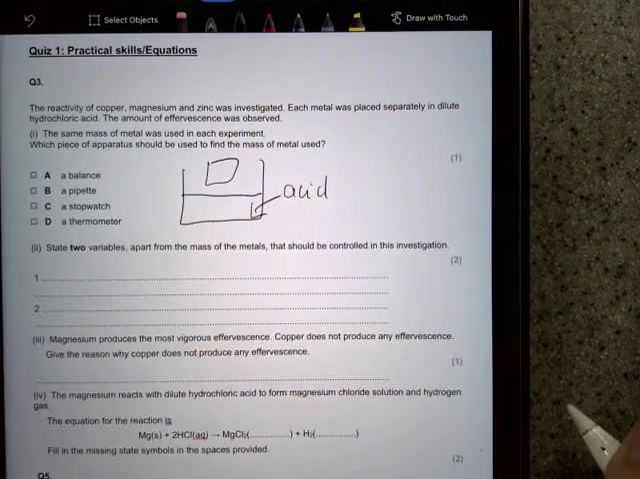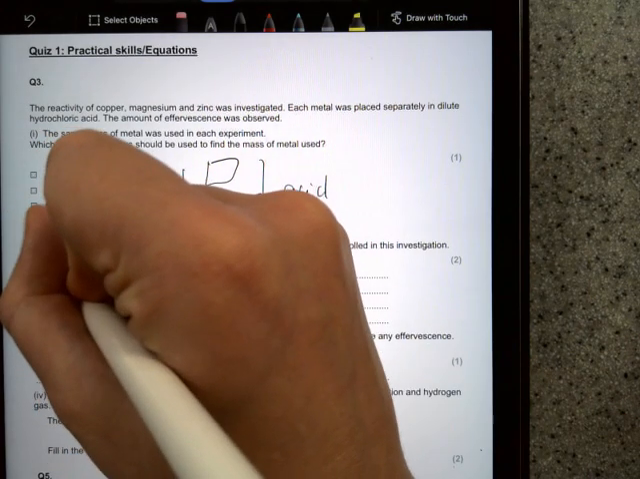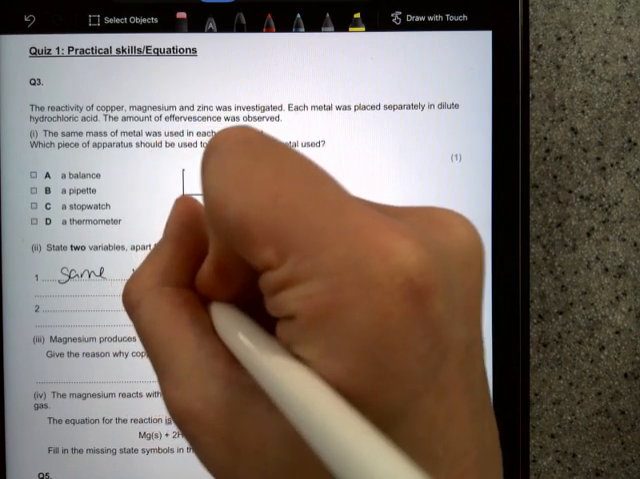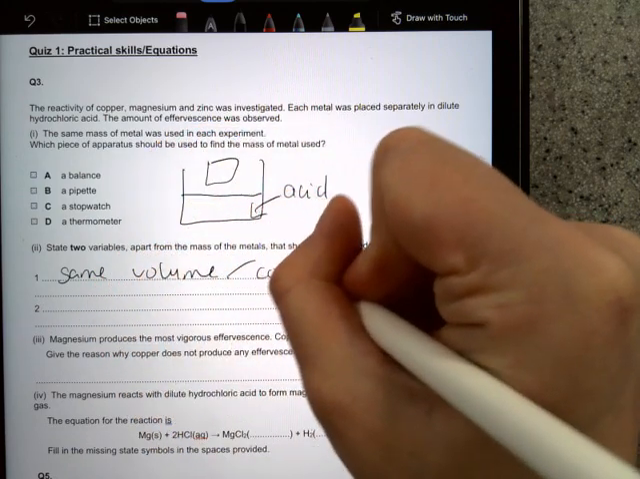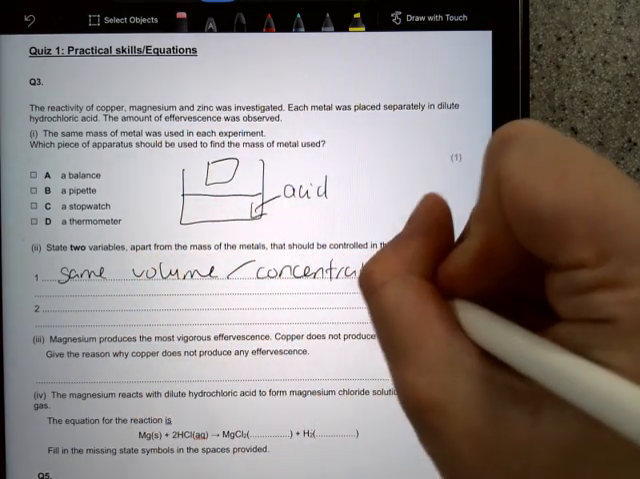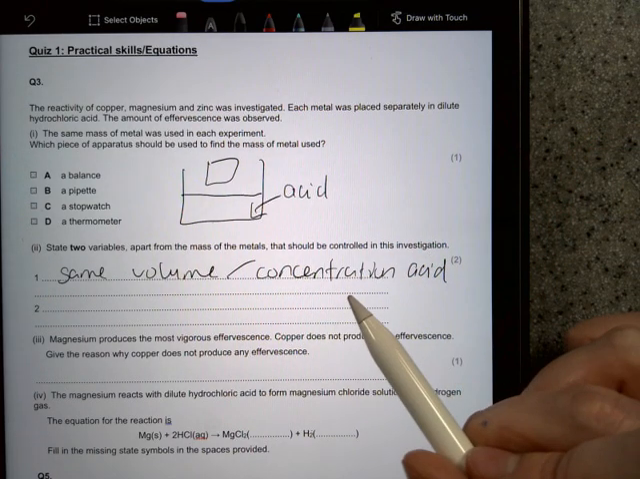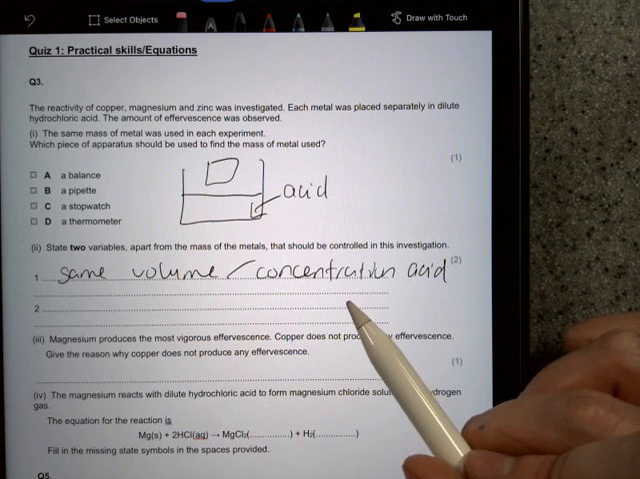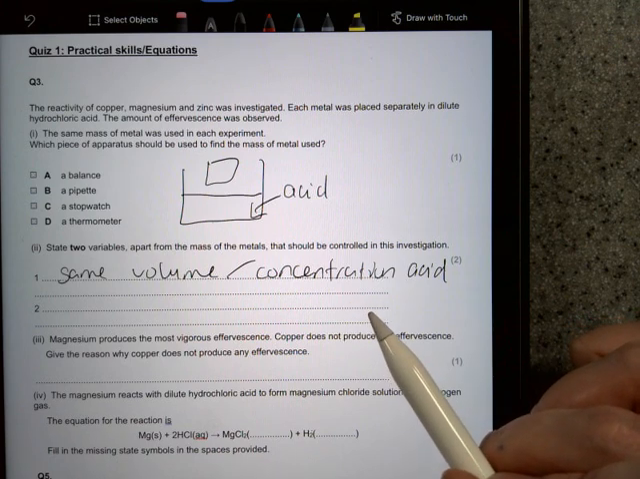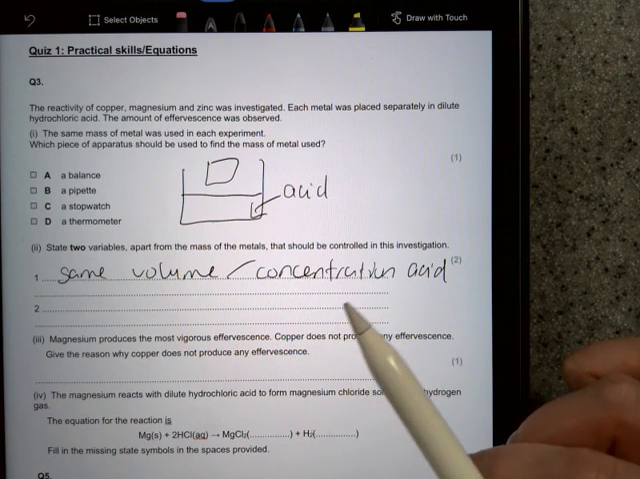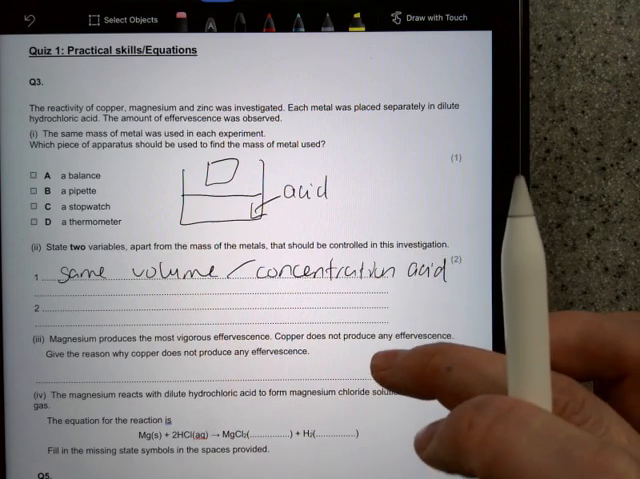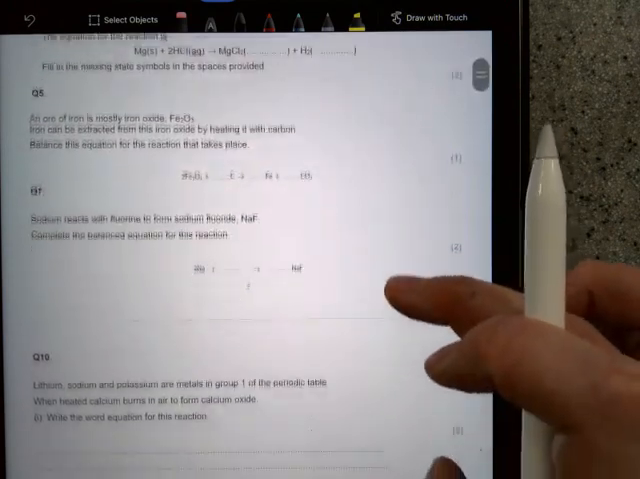Because the acid is a liquid, you're going to be talking about volume. Avoid using that word amount, use the word volume. So same volume of acid. You can also, because it's an acid, talk about the concentration. So that's 2 separate marking points. Same volume, same concentration. They accept same pH. They also accept same strength. And if you look at the mark scheme, it also accepts the same temperature, because temperature affects the speed of a reaction.